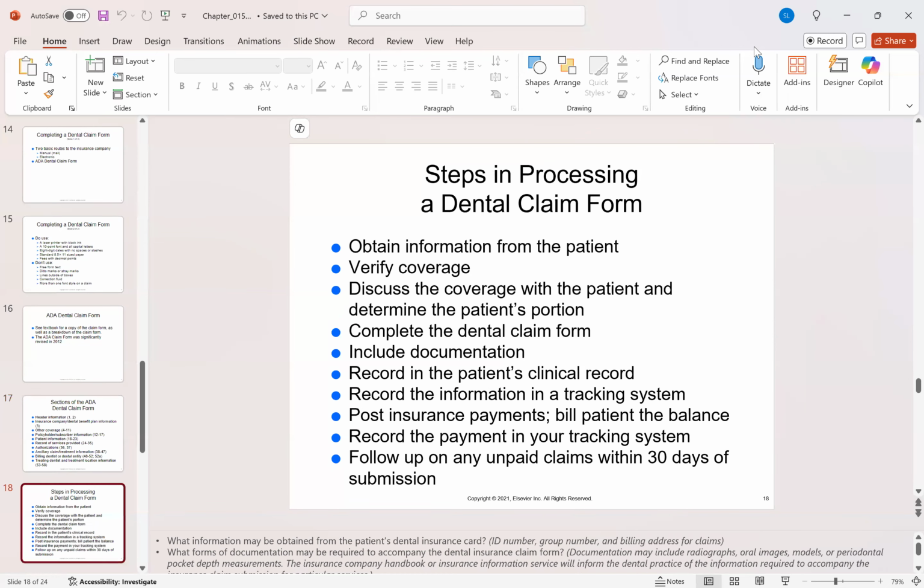We'll obtain the information from the patient. We're going to verify their coverage, discuss the coverage with the patient, and determine the patient's portion. We'll complete the claim form, include documentation needed, record in the patient's clinical record, record the information in the tracking system. We'll post insurance payments, bill the patient the balance, record the payment in your tracking system, and then follow up on any unpaid claims within 30 days of submission.